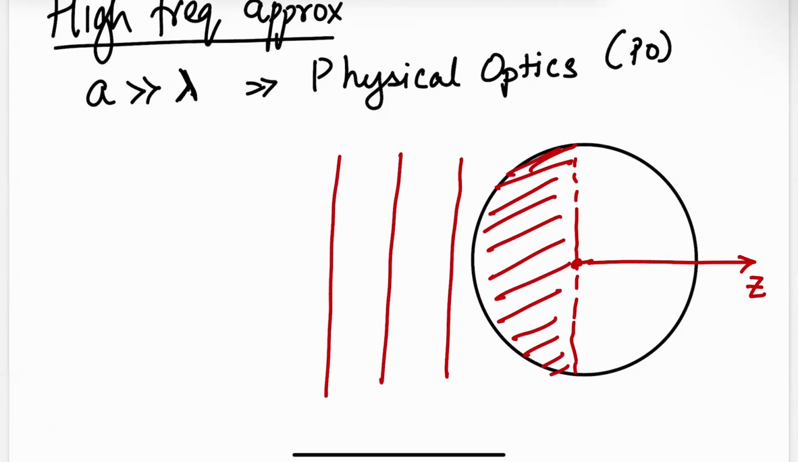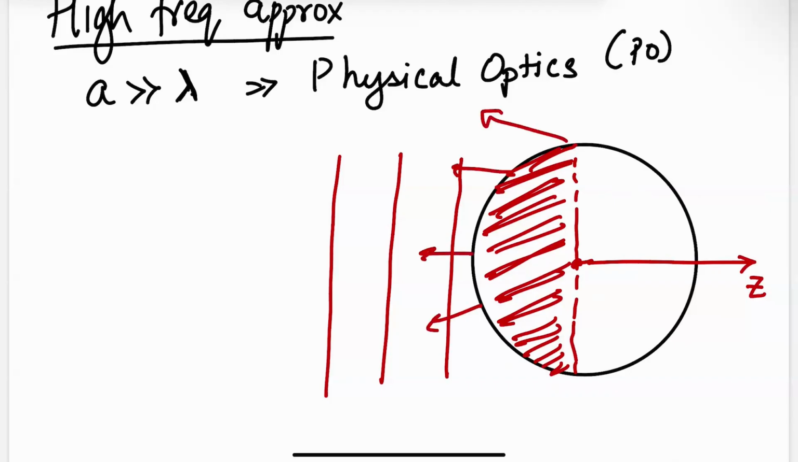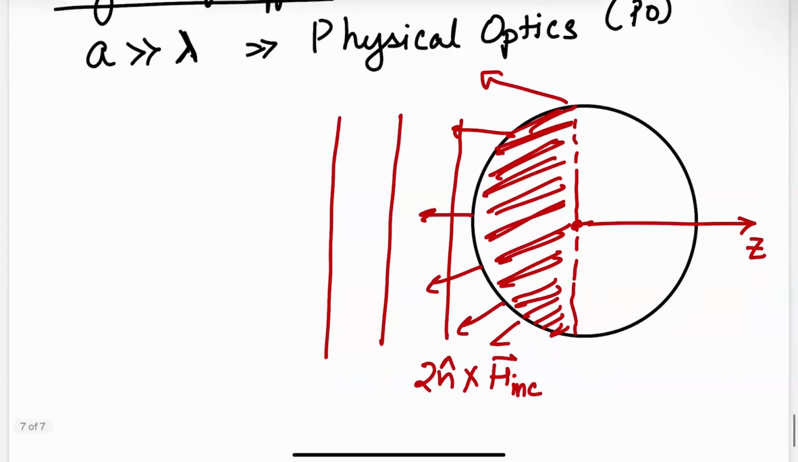And then there are some currents in this left half sphere, and these currents radiate out. The current in the left half sphere is given by 2 times n hat cross H incident. That was a physical optics approximation. Under the physical optics approximation, the radar cross section looks exactly like the actual area that you see when you look from here. Because this thing is so big, it is basically dominated by physical optics.